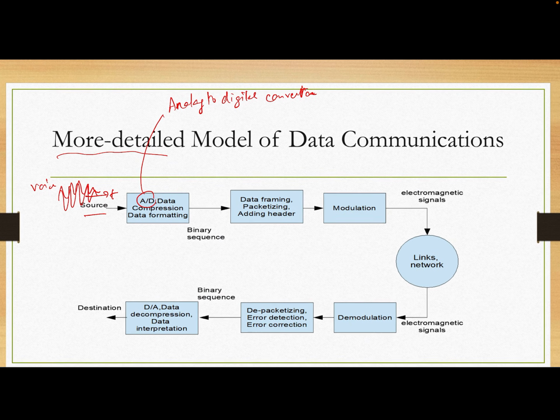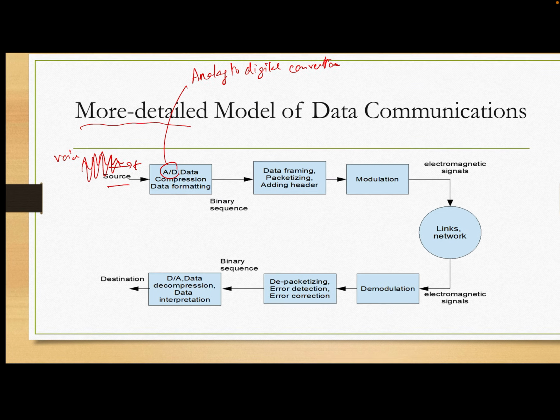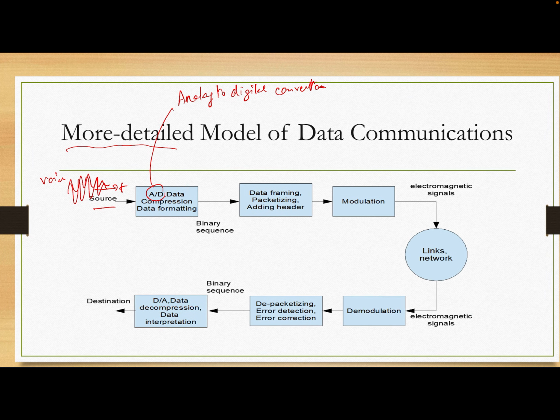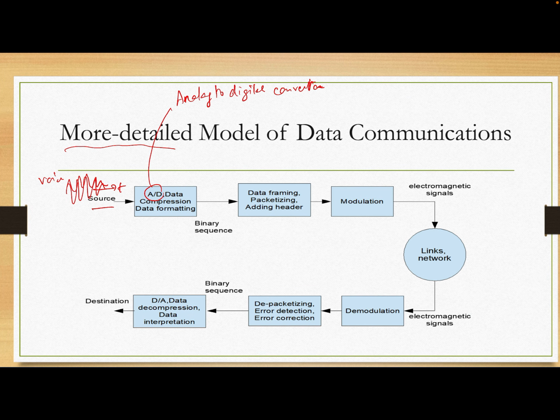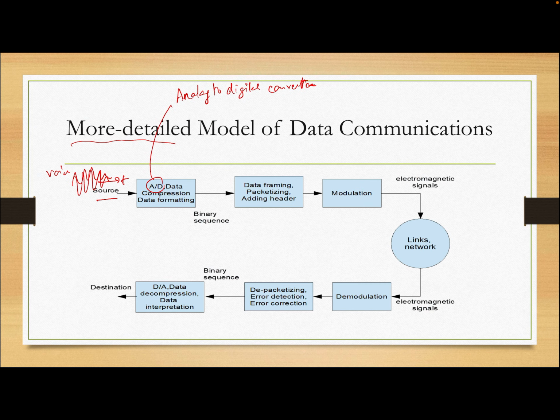So you change the analog signal to digital signal, okay, data to digital signal. If it's already digital data, you don't have to do this. Then you have the data compression. Data compression is you make it efficient.